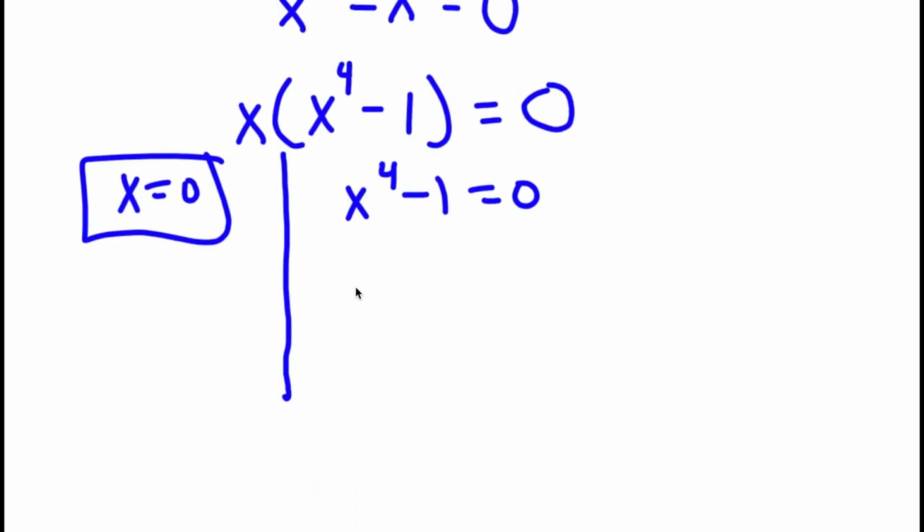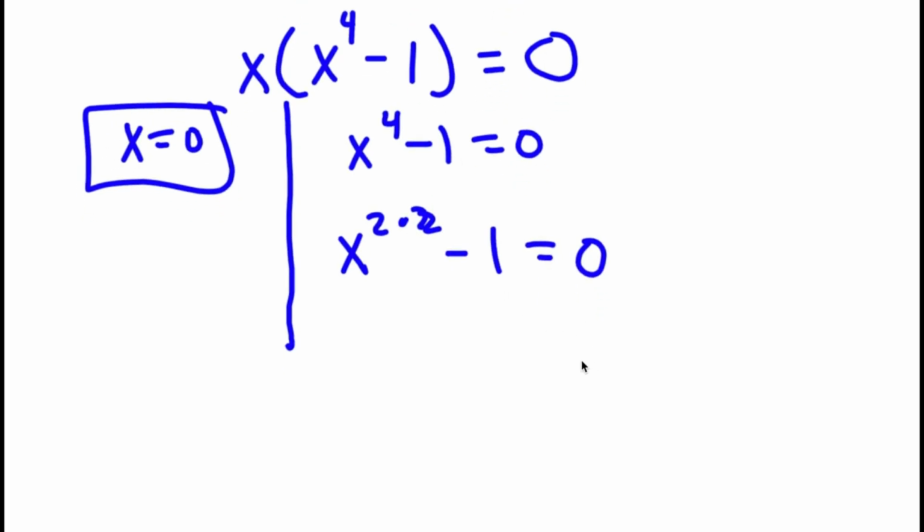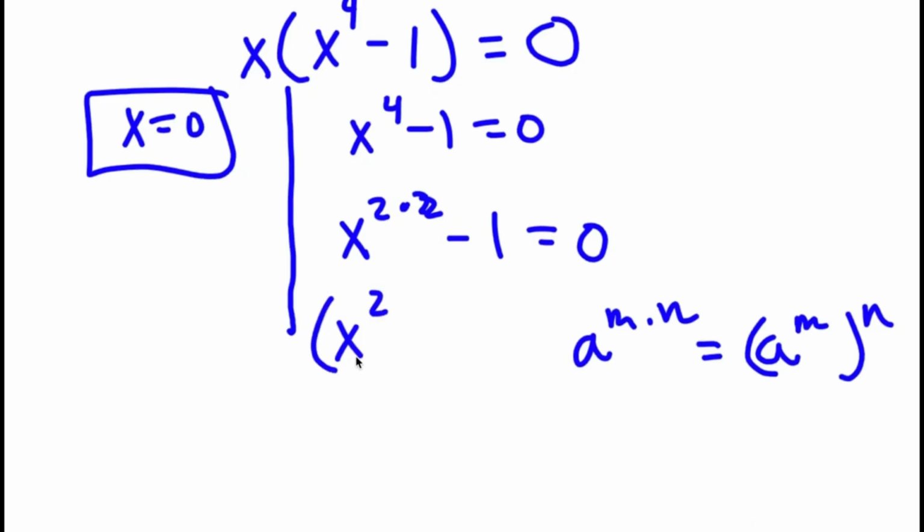Well, x to the power of 4, that's the same thing as x to the power of 2 times 2. And if I have something in the form a to the power of m times n, this is equal to a to the power of m to the power of n. So x to the power of 2 times 2, so we go x to the power of 2 to the power of 2 minus 1 is the same thing as 1 squared. So this is equal to 0.